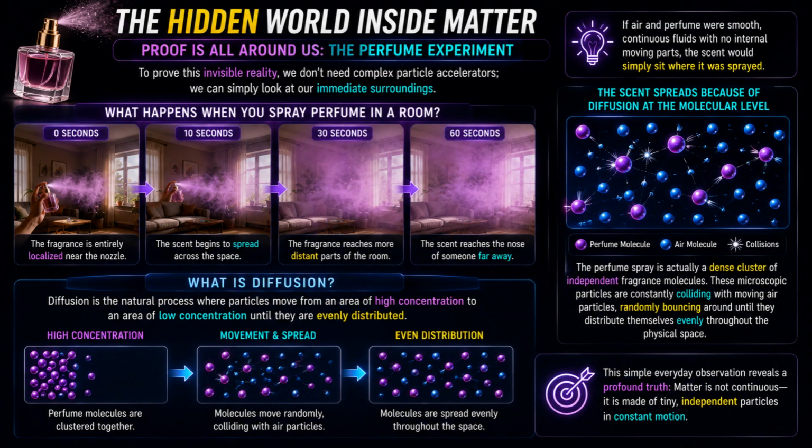To prove this invisible reality, we do not need complex particle accelerators. We can simply look at our immediate surroundings. Consider what happens when someone sprays a bottle of perfume in the corner of a large room. At first, the beautiful fragrance is entirely localized near the nozzle. Yet, within moments, the scent travels across the space, reaching the nose of someone standing far away. If air and perfume were smooth, continuous fluids with no internal moving parts, the scent would simply sit where it was sprayed. The fact that it spreads demonstrates a process called diffusion.